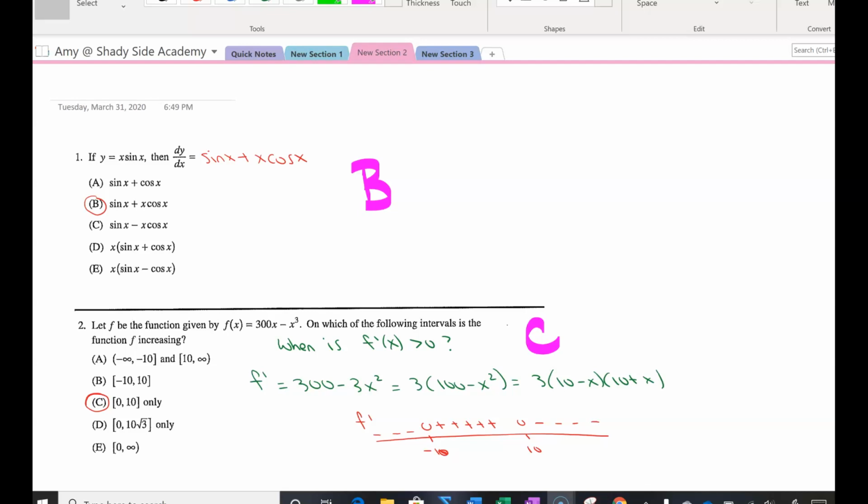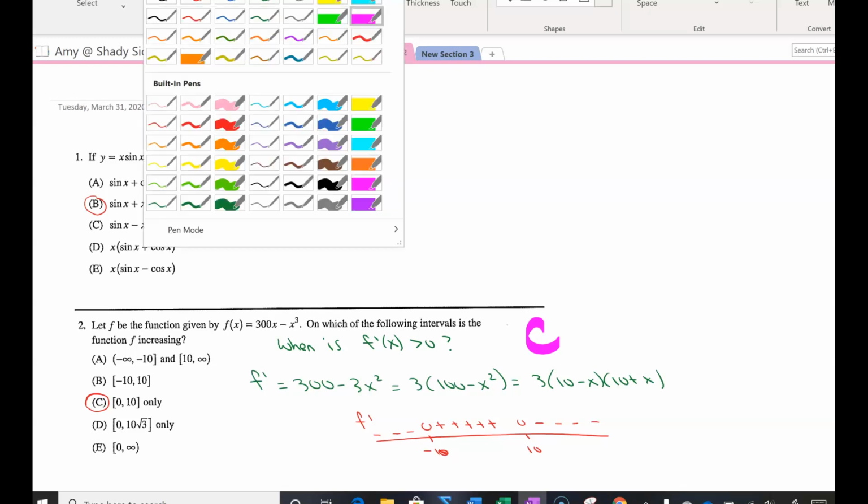I think questions number 1 and 2 are fairly straightforward. I don't quite see anything that's really out of the ordinary. Just remembering that in number 2, for example, intervals of increase and decrease are always closed, or inclusive, if you will.